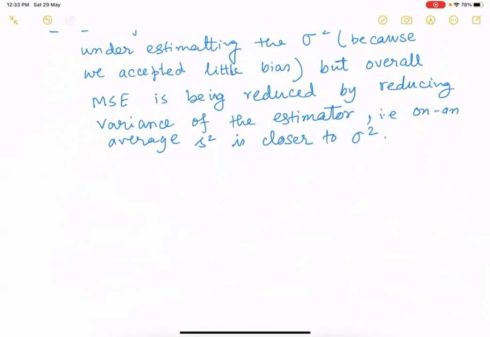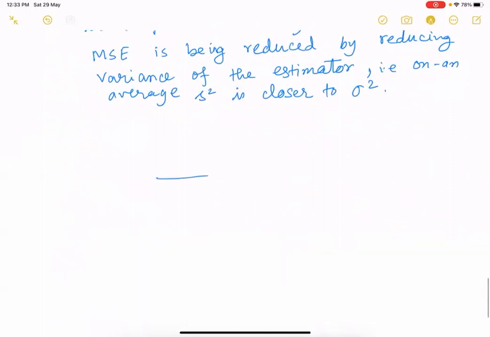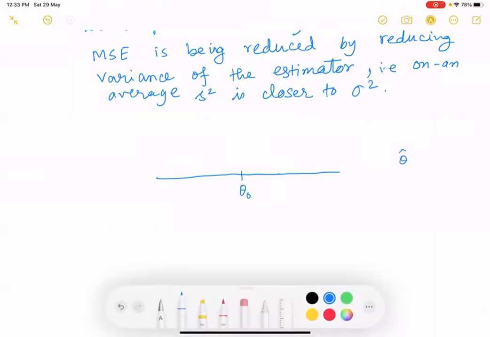Okay, let me give you a situation. Tell me which one you'd like. So here is the true theta. You are estimating it with theta hat. So theta hat sometimes would be here, sometimes here, sometimes here. And theta hat is unbiased, so the overall sampling distribution of theta hat is something like this.